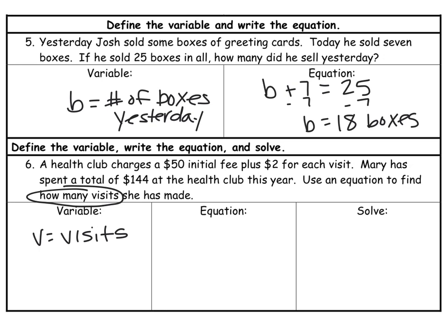And the equation is pretty literal here. It says that there's an initial $50 fee plus $2 for each visit. And they have a total of $144 this year. So it would just be 50 plus they're paying $2 every visit to get a total of $144. So I'm going to let you go and solve that, either pausing the video now or going back at the end of the video.